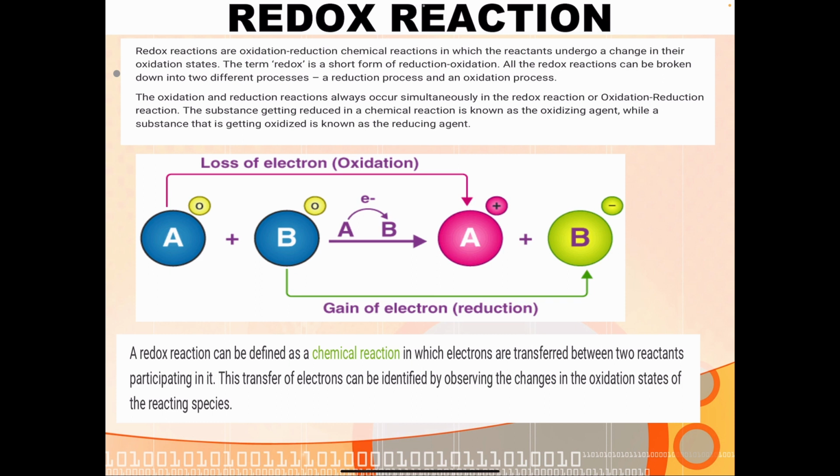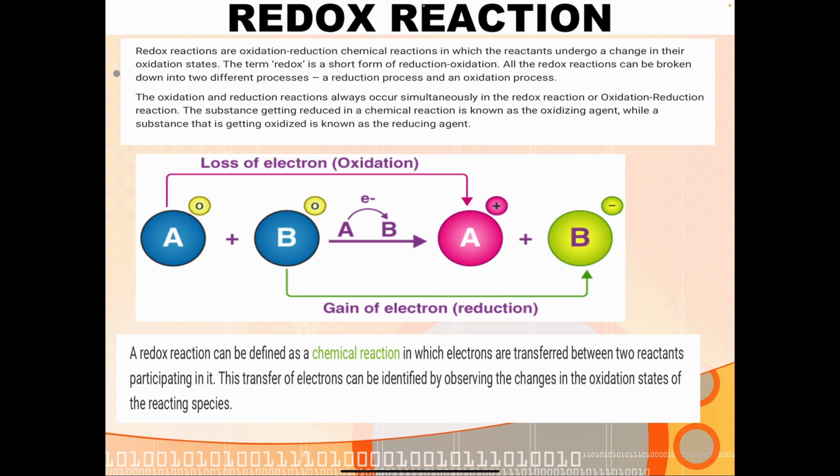All the redox reactions can be broken down into two different processes, a reduction process and an oxidation process. The oxidation and reduction reactions always occur simultaneously in the redox reaction. The substance getting reduced in a chemical reaction is known as the oxidizing agent, while a substance that is getting oxidized is known as the reducing agent. We are also going to study about oxidizing and reducing agent a little further.